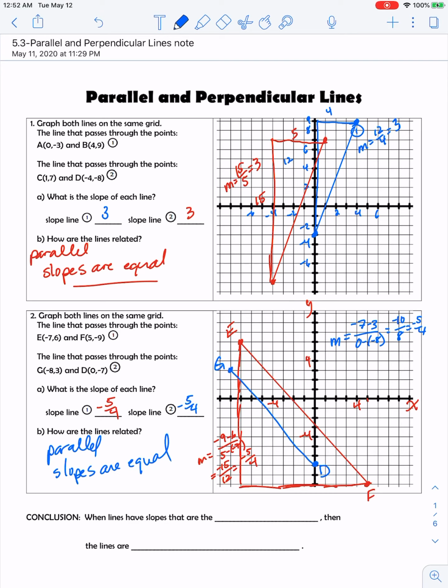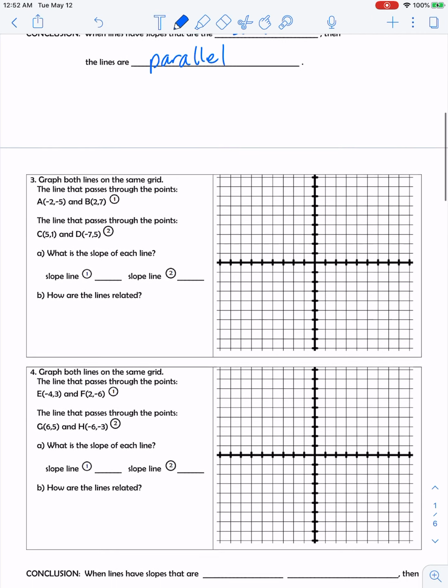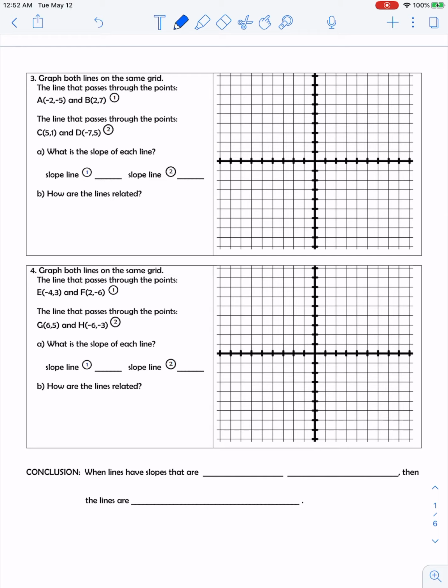Alright, conclusion: when lines have slopes that are the same, then the lines are parallel. That was your conclusion on that page. Now let's take a look at this page. Graph both lines on the same grid.